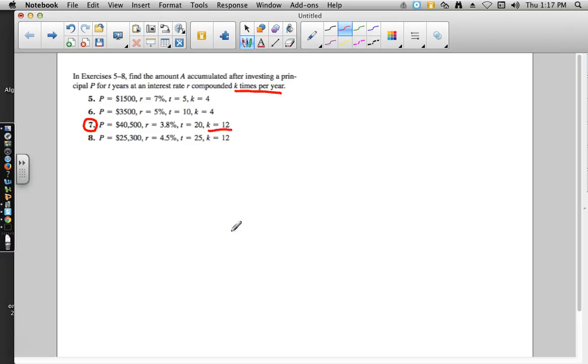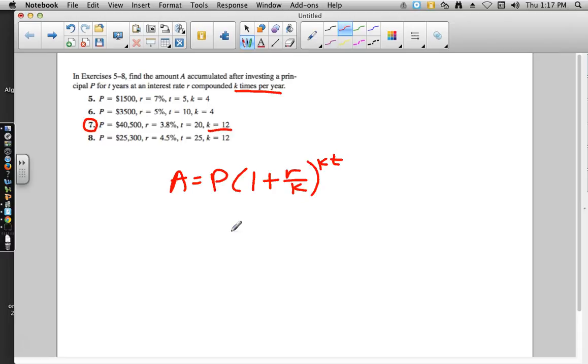So the K value is telling us that this is monthly. That K is 12. So that means that we're going to have to use the more difficult of the two formulas, and I keep wanting to put N, but your book uses K for the KT there.